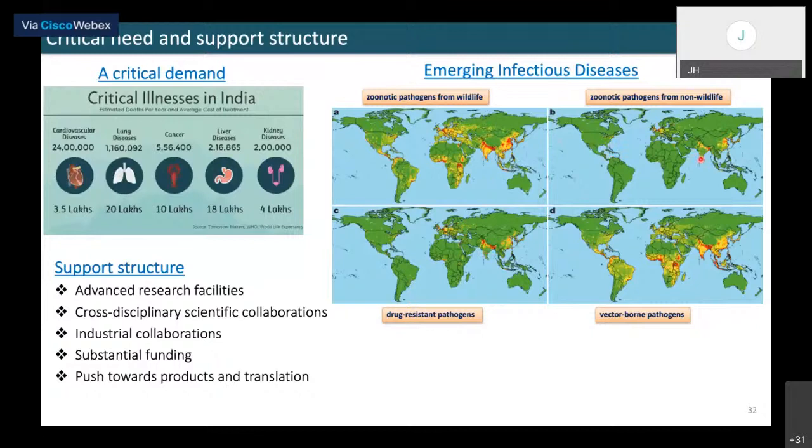Therefore, there are various things that need to be taken care of. We need to have a defined research facility to work on this kind of disease. We need different types of scientific collaborating effort, with industry collaboration definitely, to take care of these infectious diseases. We need different types of opportunity funding which can be used for these kinds of diseases. And a lot of effort needs to be put towards the product and translation of the findings that we, and many other groups in the world, have at this moment, to collectively tackle antimicrobial resistance and infection.